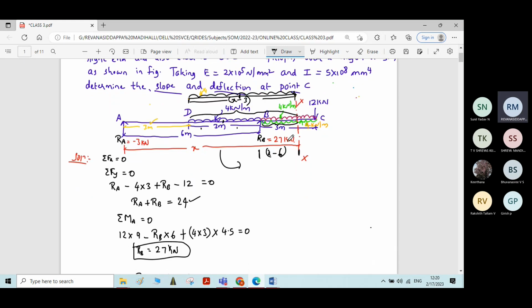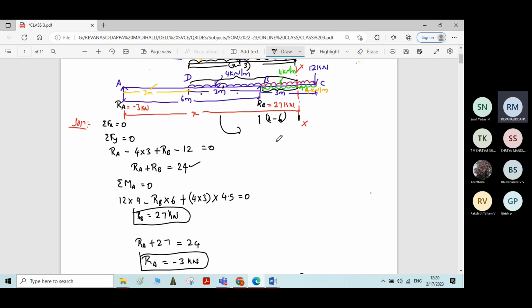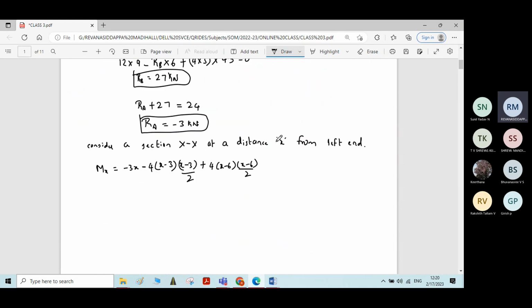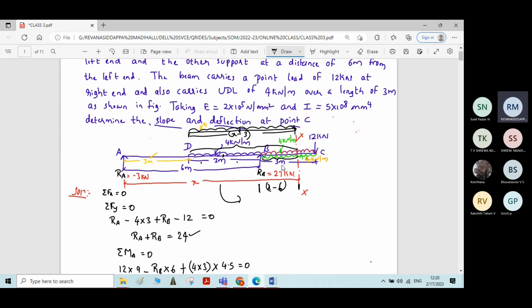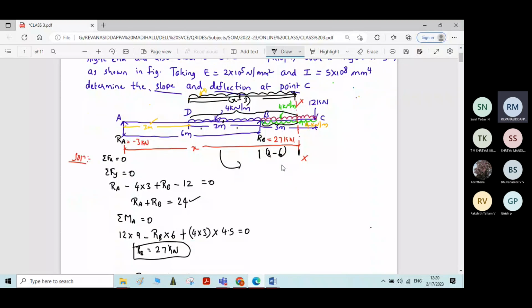And there is one more force that we need to consider for finding the moment, that reaction moment about the section XX. What is the moment of reaction about the section XX? 27 into perpendicular distance is 3 meter, and it will also cause positive moment, plus 27x. Okay, this completes the moment about the section XX. Any doubts here, students? Any doubts in the calculation?